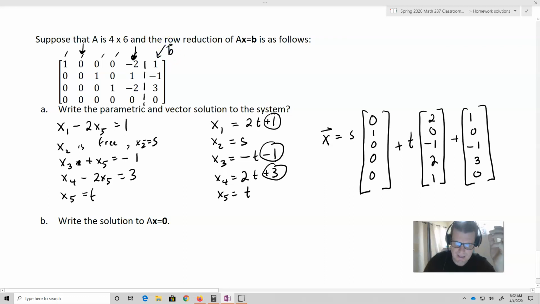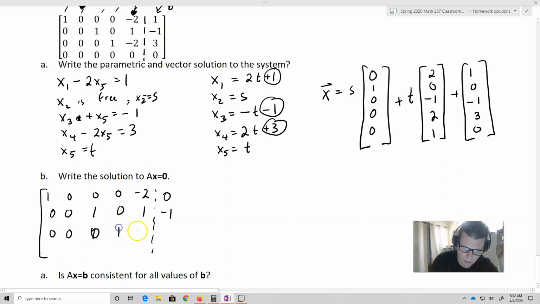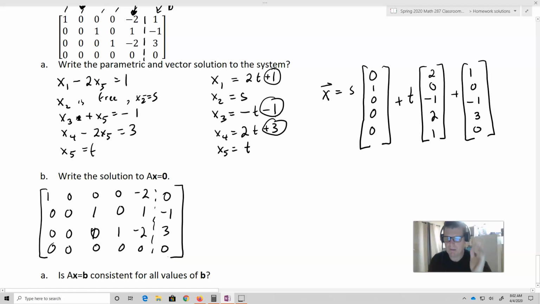And so in this case, if I row reduced Ax equals 0, what I would get is this: 1, 0, 0, 0, negative 2, 0; 0, 0, 1, 0, 1, 0; 0, 1, 0, 0, 0, 1, negative 2, 3, and then 0, 0, 0, 0, 0, 0. Lots of zeros, okay? Now, what that would mean then is we'd basically just write this all out. It turns out, not negative 1, it's just a 0 there and a 0 there. Sorry, my bad. Zeros all the way down in the augment.